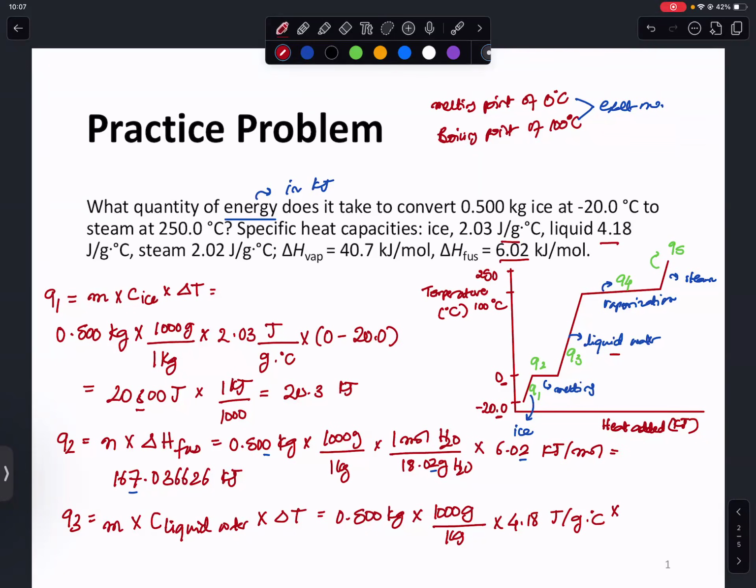delta T. Now it's going to be from 0 to 100 degrees Celsius. So 100 minus 0 degrees Celsius. And it's going to be, again, this is 3 sig figs, 3 sig figs, these are infinite, so 3 sig figs. So it's going to be 209,000 joules. And then I'm going to switch to kilojoules, and this is going to be 209 kilojoules. I am going to continue on the next slide.